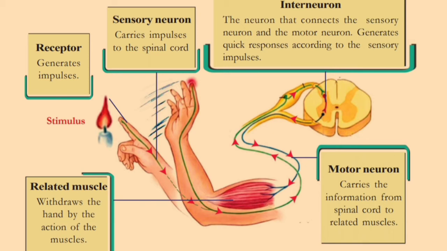Second point, the sensory neuron carries impulses to the spinal cord. Third point, interneuron that connects the sensory neuron and the motor neuron.